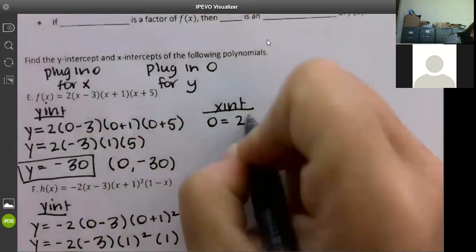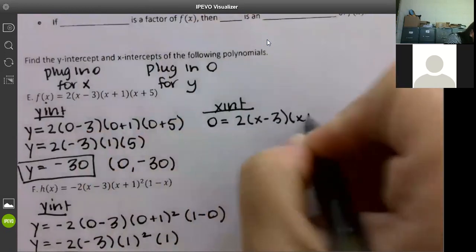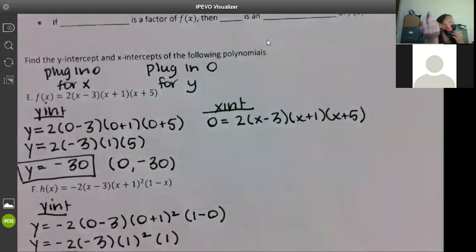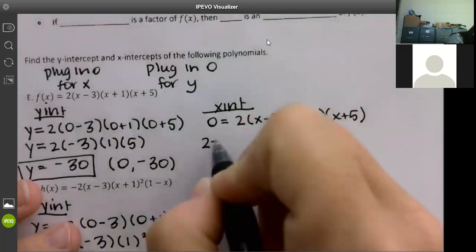So remember, it's y equals, so this time we're going to plug it in. 0 equals 2 times x minus 3, x plus 1, x plus 5. We did this when we factored polynomials a couple weeks ago, okay? Is everybody good? So once we get it factored, we set each factor equal to 0. I'm going to work it out this time. The next one, you can do it the cheater method way. That's fine. I want to show you this first one.